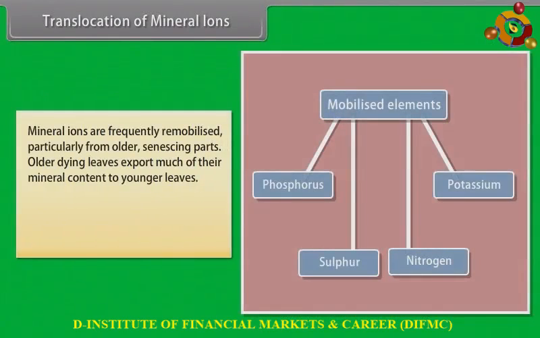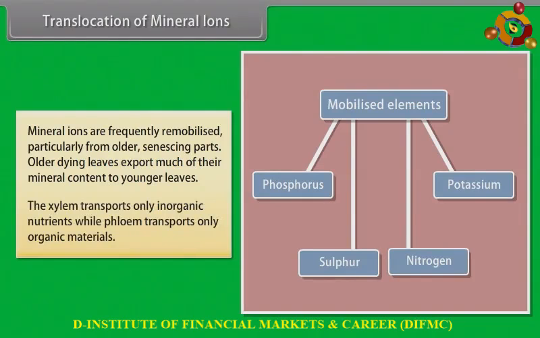Mineral ions are frequently remobilized, particularly from older, senescing parts. Older dying leaves export much of their mineral content to younger leaves. Similarly, before leaf fall in deciduous plants, minerals are removed to other parts. Elements most readily mobilized are phosphorus, sulfur, nitrogen and potassium. Some elements that are structural components, like calcium, are not remobilized. So, the xylem transports only inorganic nutrients, while phloem transports only organic material.